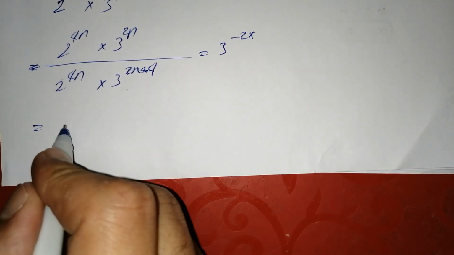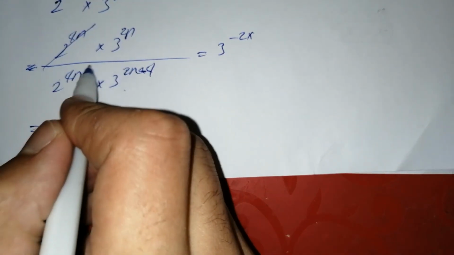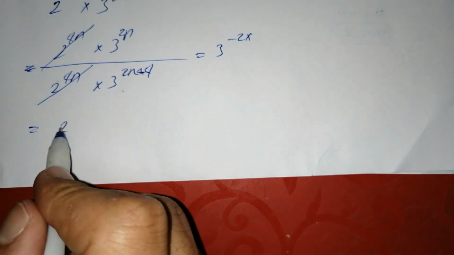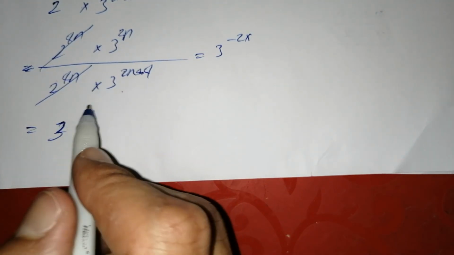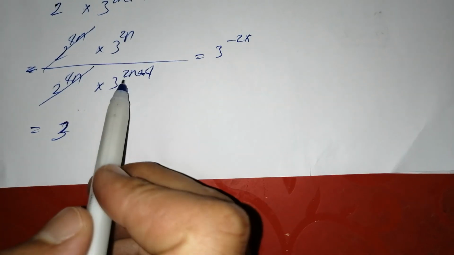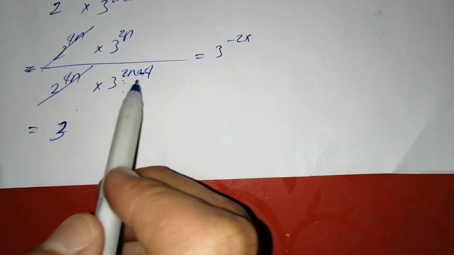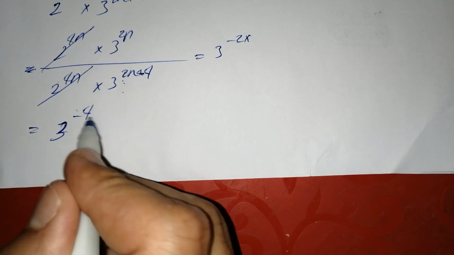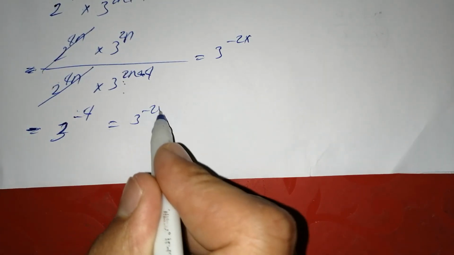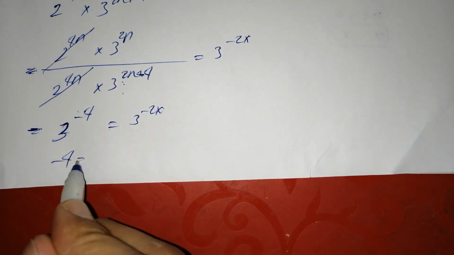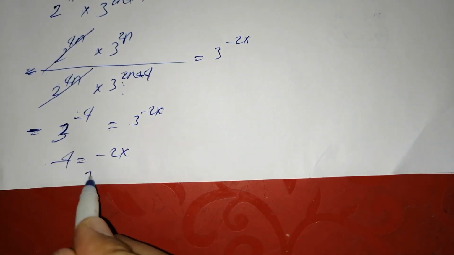which is 2. 2 power 4n can be cancelled with 2 power 4n, and so we have 3 as a common base. We can subtract the powers from the denominator and numerator, so 2n minus 2n, 0, minus 4, which is negative 4. So we have 3 power negative 4 equals 3 power negative 2x. So negative 4 must be equal negative 2x. So x must be equal 2.